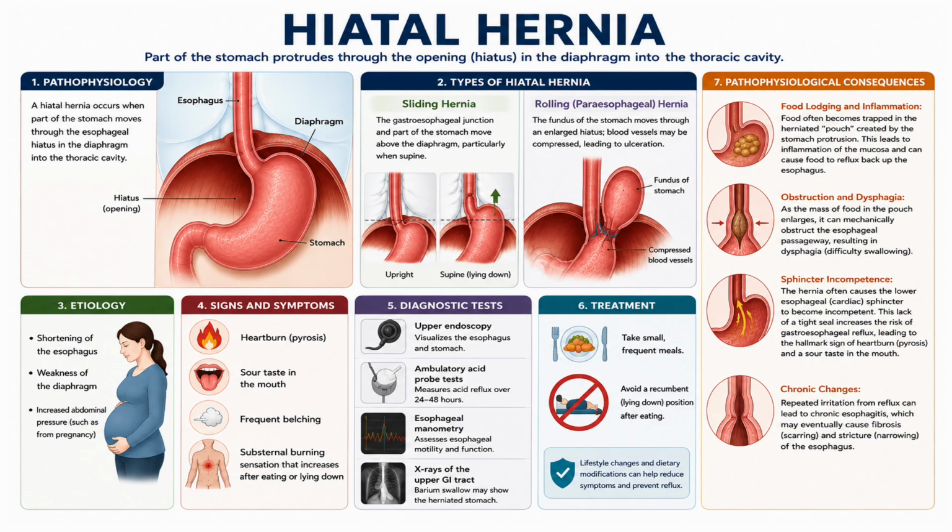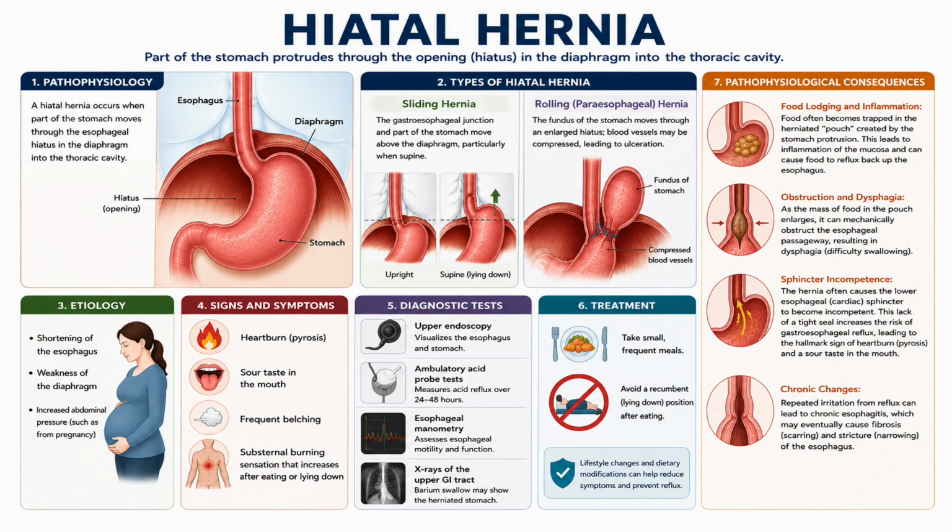Now, what causes these hernias to develop? The etiology often involves a combination of structural and environmental factors. It can be caused by congenital shortening of the esophagus or a natural weakness in the diaphragm. Also, anything that significantly increases the intra-abdominal pressure, such as pregnancy, obesity, or chronic coughing, can force the stomach upward through the hiatus.